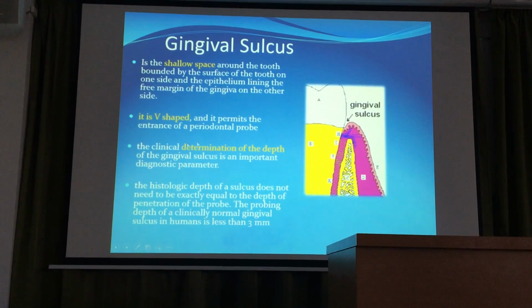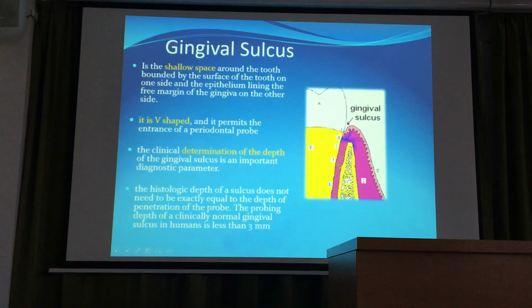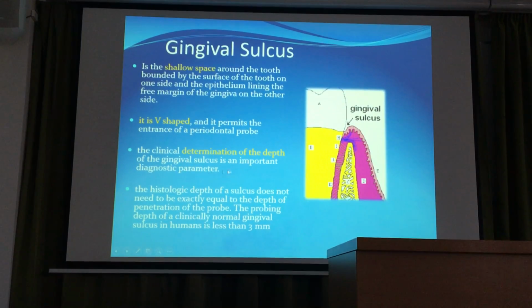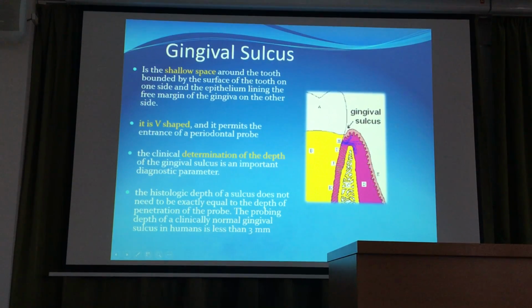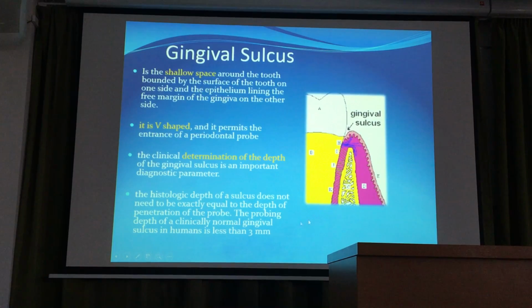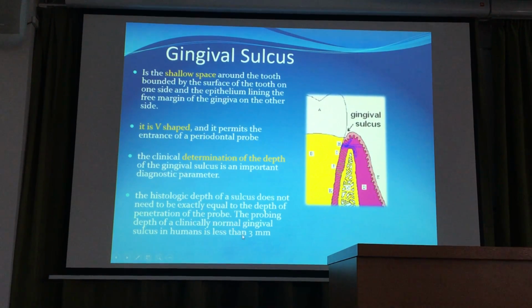And also for us as dentists, it's very important to check this area, because the determination of the depth of the gingival sulcus is a very important diagnostic parameter. You have to memorize certain numbers, and this number is important, please don't forget it. The probing depth of the clinically normal gingival sulcus is less than 3 millimeters, okay?